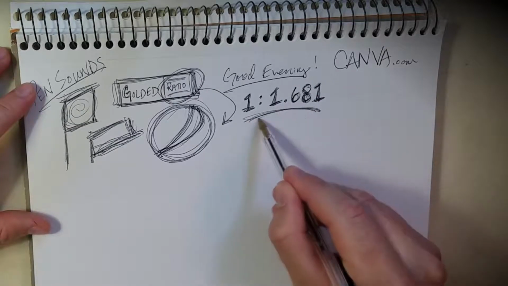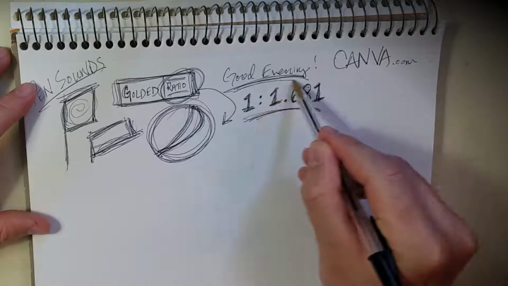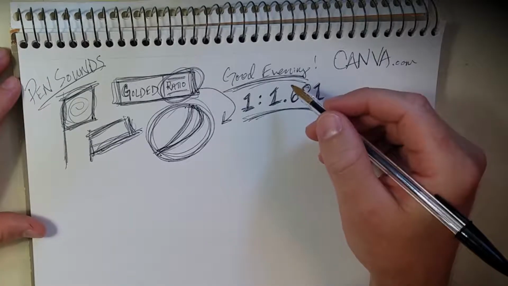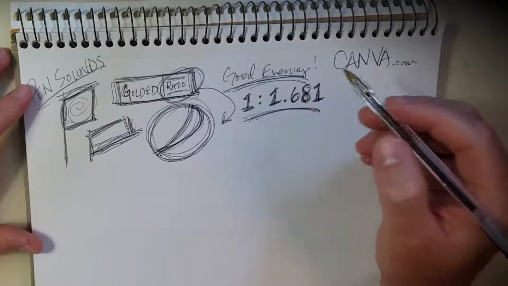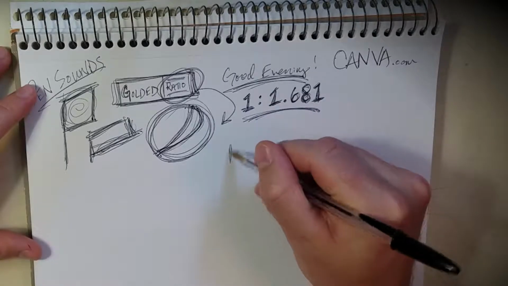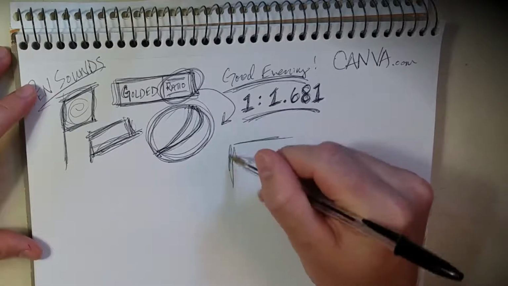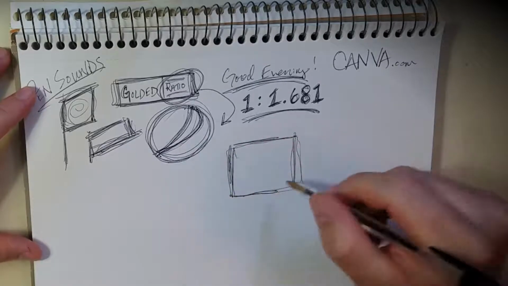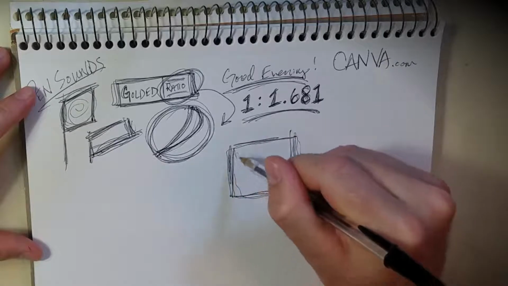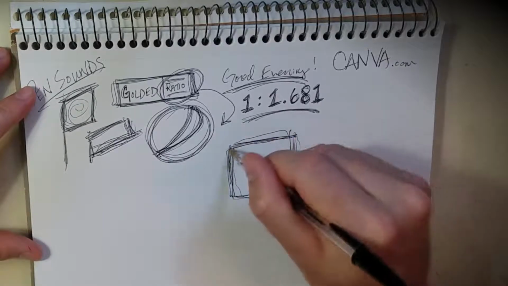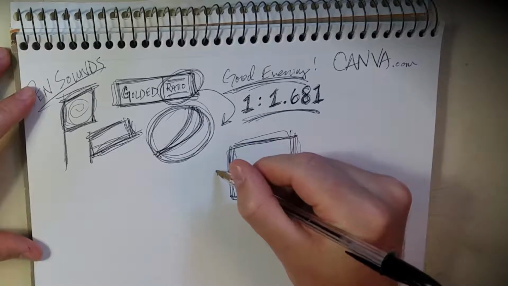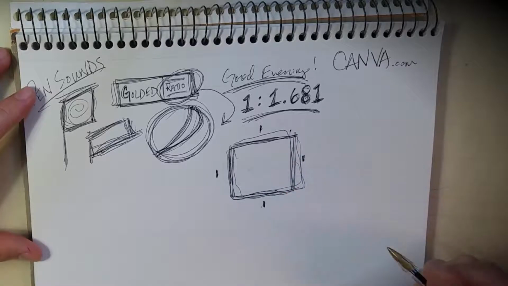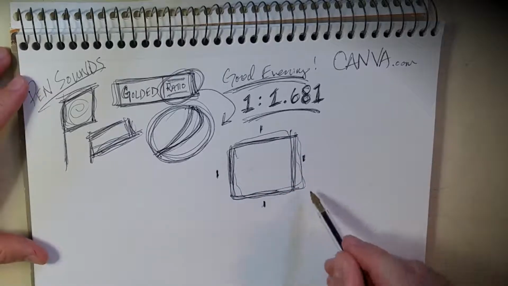So that is the golden ratio, and if you think of, let's pretend we have a box. Let's also pretend that this side, all these sides are equal length.